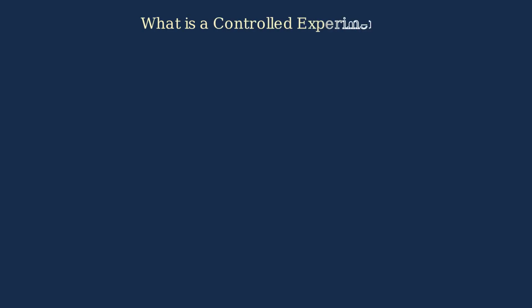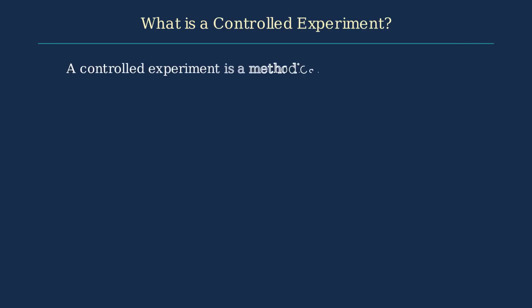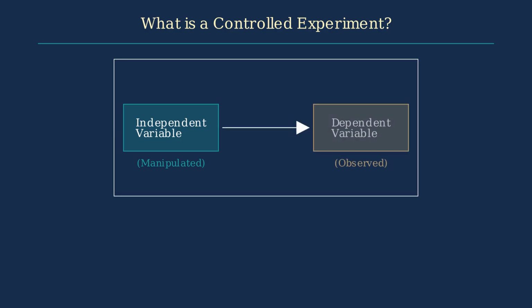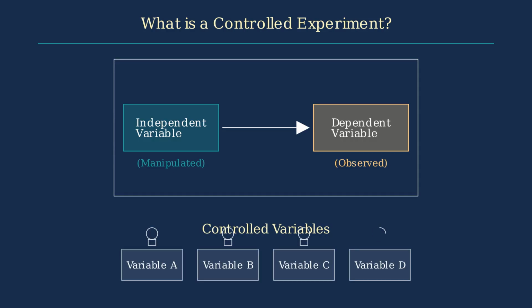What is a controlled experiment? At its core, a controlled experiment is a methodical scientific investigation. In a controlled experiment, researchers manipulate one specific variable called the independent variable. They then observe its effect on another variable called the dependent variable. While manipulating the independent variable, all other variables are kept constant. These are called controlled variables.